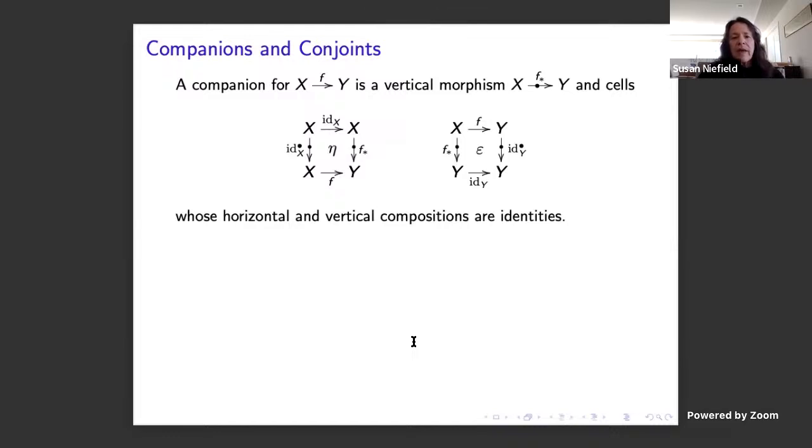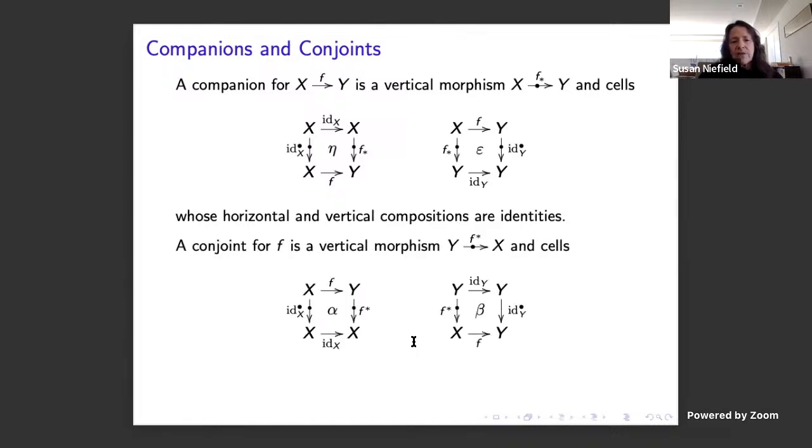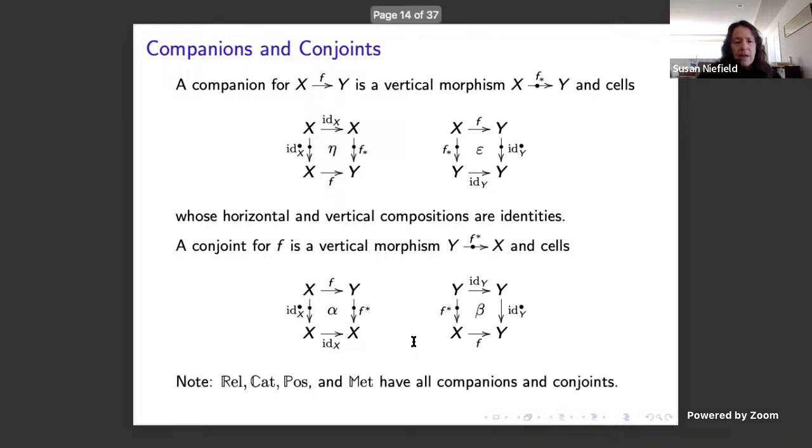Okay, so now we can talk about companions and conjoints. A companion for a horizontal morphism F is a vertical morphism F lower star equipped with cells of this form, eta and epsilon, whose horizontal and vertical compositions are identities. And I'll get to mention some examples later. A conjoint for F is a vertical morphism F upper star and cells, which I'm calling alpha and beta here, whose horizontal and vertical compositions are identities. And just a remark, Rel, Cat, Post, and Met all have companions and conjoints.